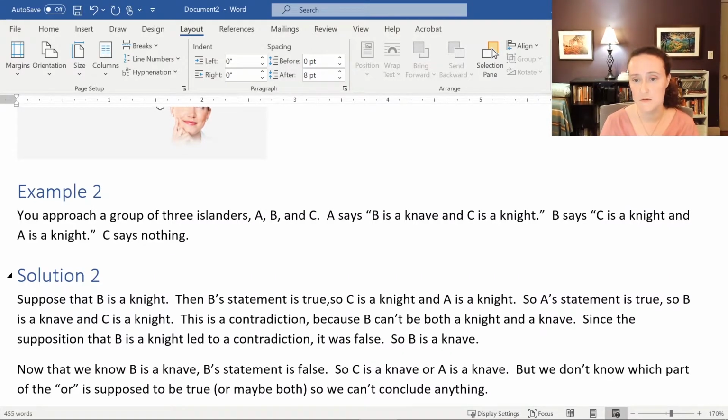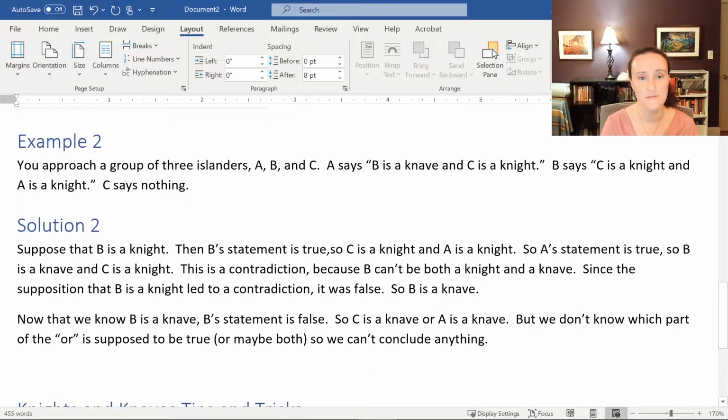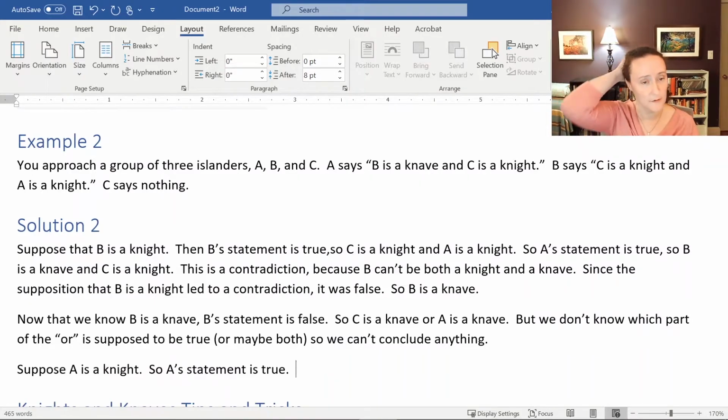Okay, so we have to try something else. Let's try another guess. I said originally that guessing A is a knight would be a good place to start, so now let's try that. That gives us an and statement from A to work with, so let's look at A's statement.